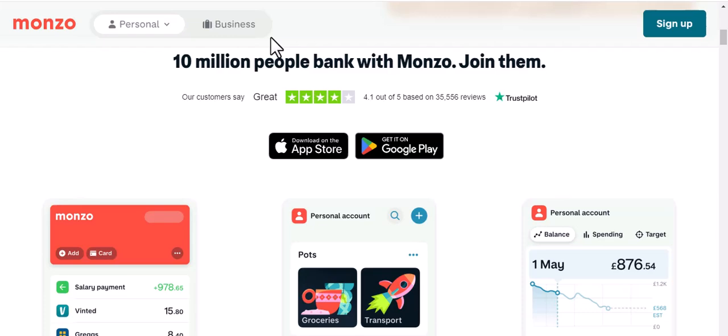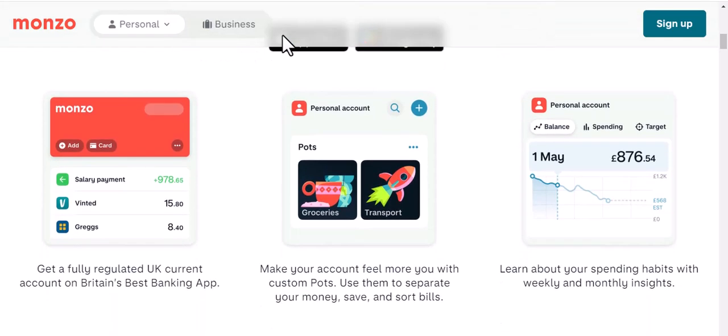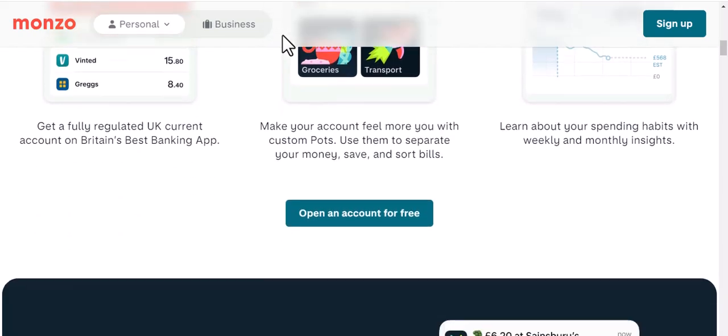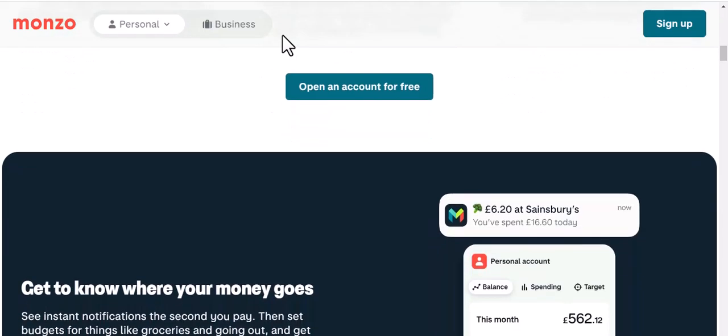Step 3. Write a detailed and well-structured email body. This is where you lay out all the necessary information. Structure your email logically to make it easy for Monzo to understand your situation. Here's a suggested format. Salutation. Start with a polite and professional greeting, such as Dear Monzo Support Team, or if you have a contact person from previous communication, address them directly.